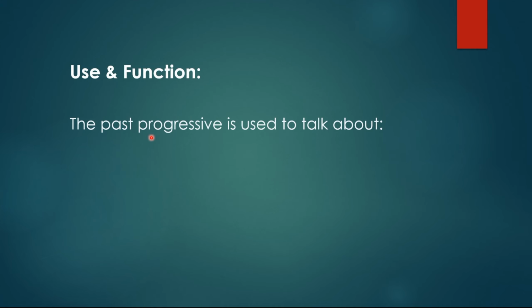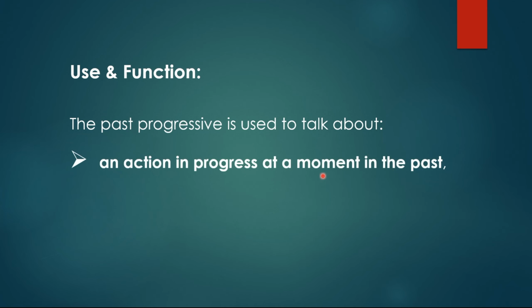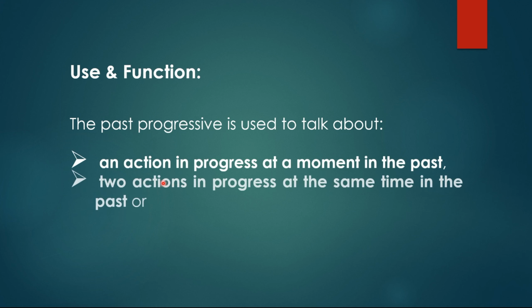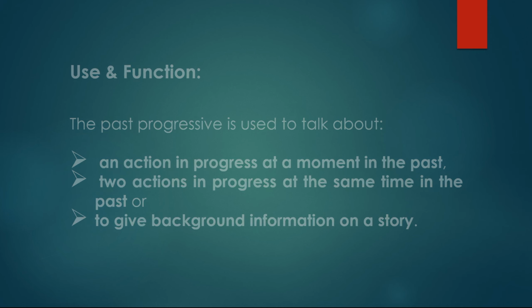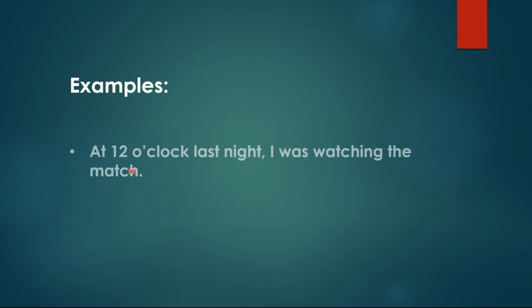Use and function. The past progressive is used to talk about an action in progress at a moment in the past, two actions in progress at the same time in the past, or to give background information on a story. Let's have a look at some examples on these three cases.